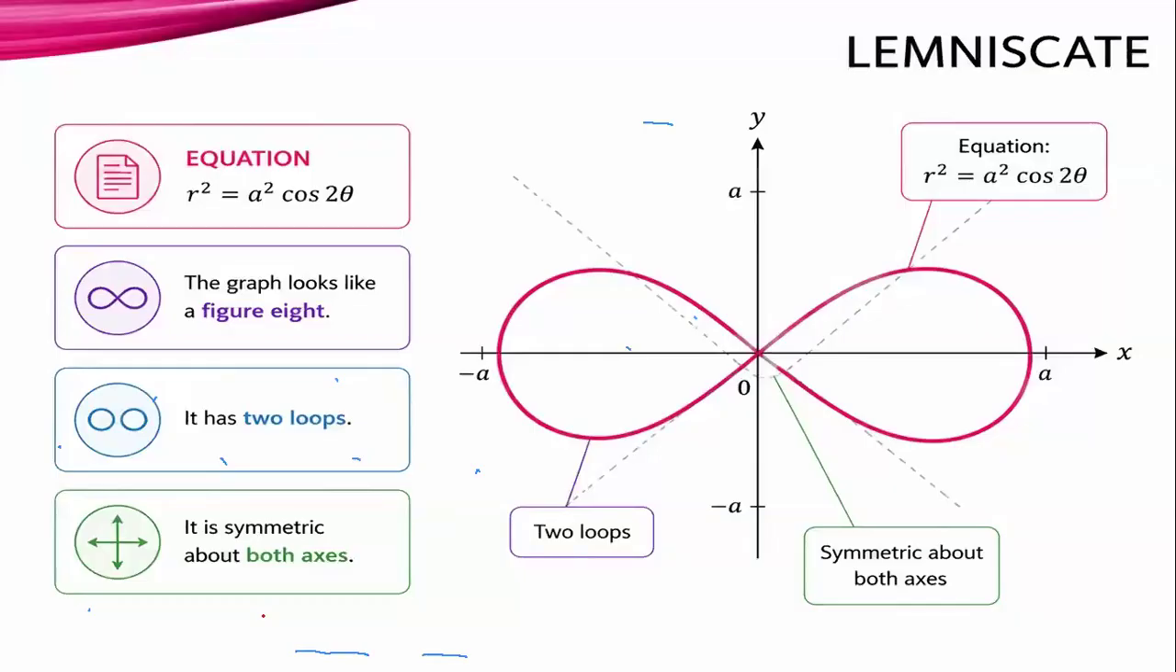Now next we have the lemniscate, and that equation is r squared is equal to a squared cos 2θ. And with this graph here, it looks somewhat like an infinity sign or an 8 that is to the side. It has two loops and it is symmetric about both axes. Next slide.